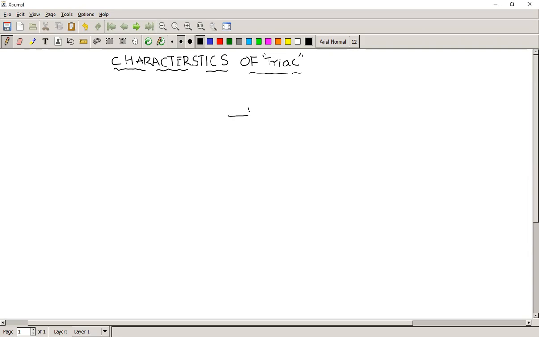So this is the symbolic representation of the SCR. It allows a current from anode to the cathode. It does not allow a current from the cathode to the anode because it is a semiconductor.